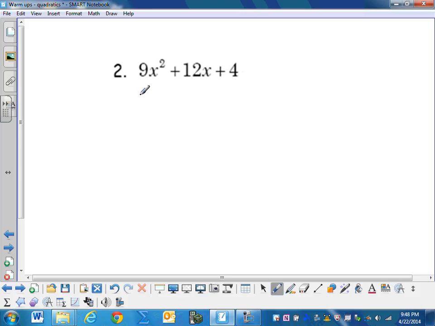So the first thing I do is I write my two parentheses, and I take the square root of 9x squared, which is 3x. And I take the square root of the last term, which is 2. And do I have a middle term? Yes, I do. So I put the sign there and square it. So that's my answer.